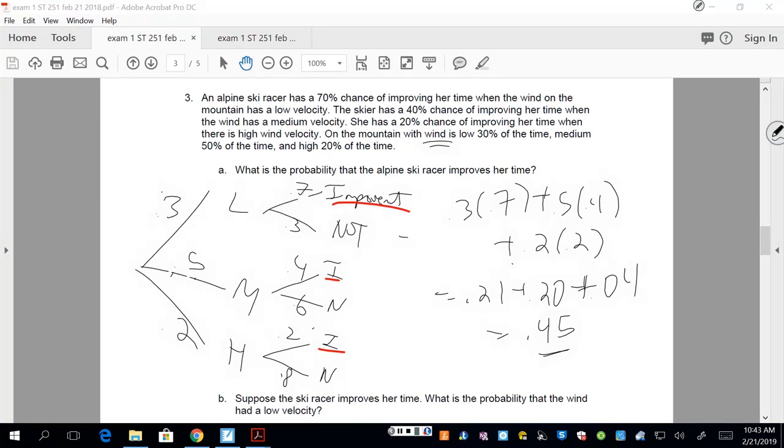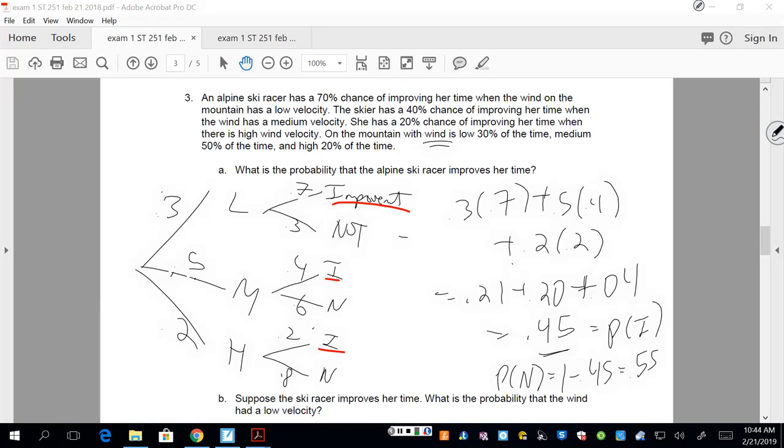So what's the chance that the skier does not improve? 1 minus that, right? So sometimes the question will ask one way and then ask for the opposite, and sometimes you can avoid having to redo a longer calculation by taking the opposite to get the shorter one. So this is the probability of improvement, and this is the probability of not improving, 1 minus that.